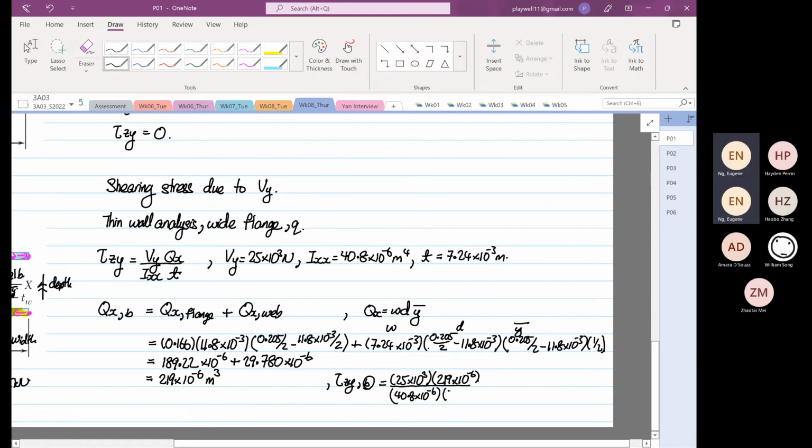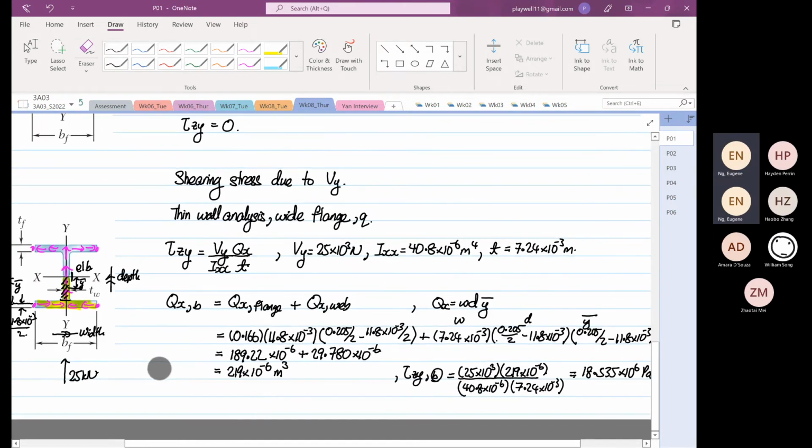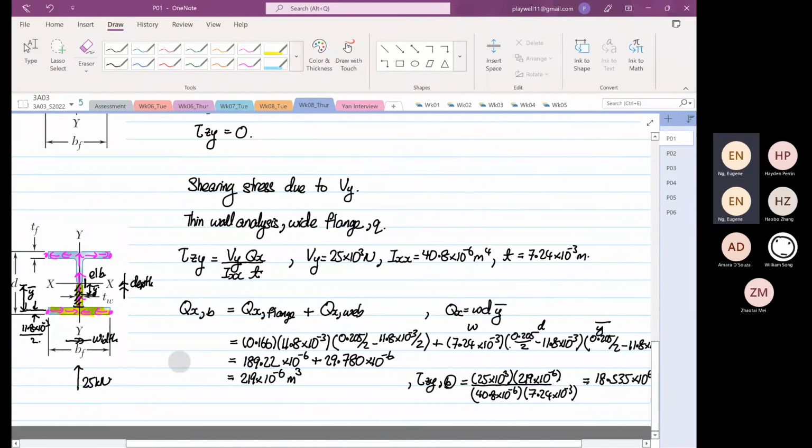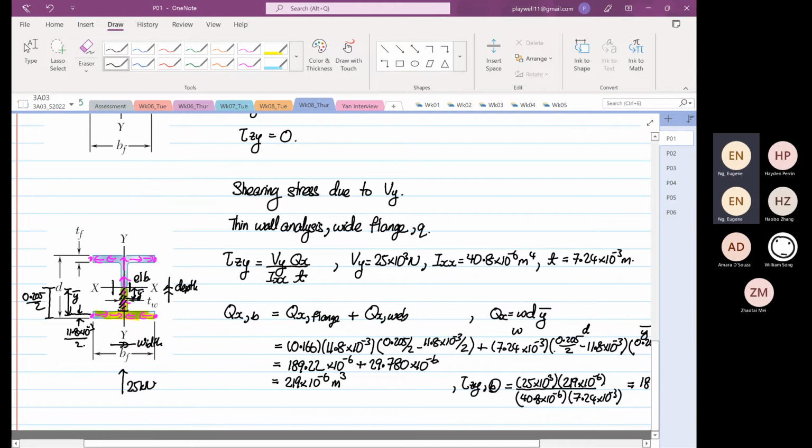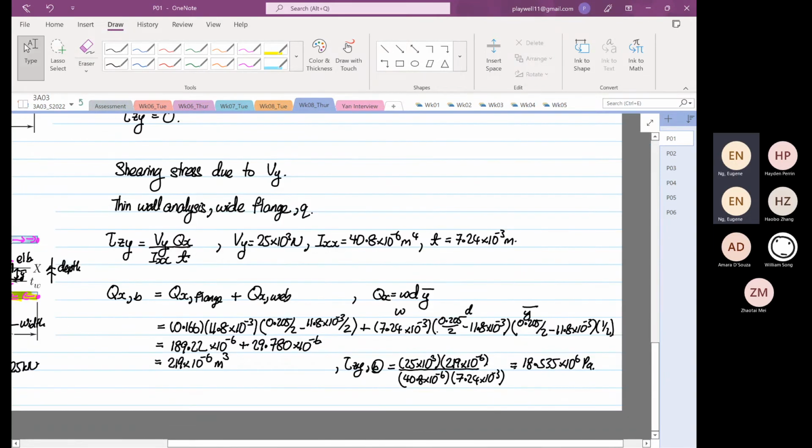and our y, our thickness, is 7.24. So this is 25 to the power 3 times 219 to the power minus 6 divided by 40.8 to the power minus 6 divided by 7.24 to the power minus 3. So it's 18.535 times 10 to the power 6 Pascal, and it is flowing in this direction, as you can see. So that is the direction that we have.